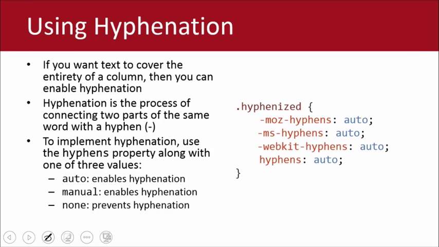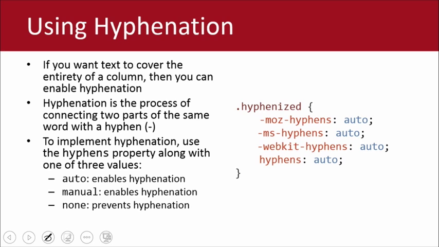All right, so let's take a look at how we would use hyphenation, and then we'll get on to a demo here. So when you're using columns, you want the text to cover the entirety of a column versus having words wrap around to the next line, right? If you want that to be the case, then you can enable hyphenation. Hyphenation is simply just the process of using a hyphen, connecting two parts of the same word based on their syllables, right? To implement hyphenation, you just use the hyphens property along with three different values: auto, manual, or none. Auto and manual will enable hyphenation, and then none would prevent it, right?